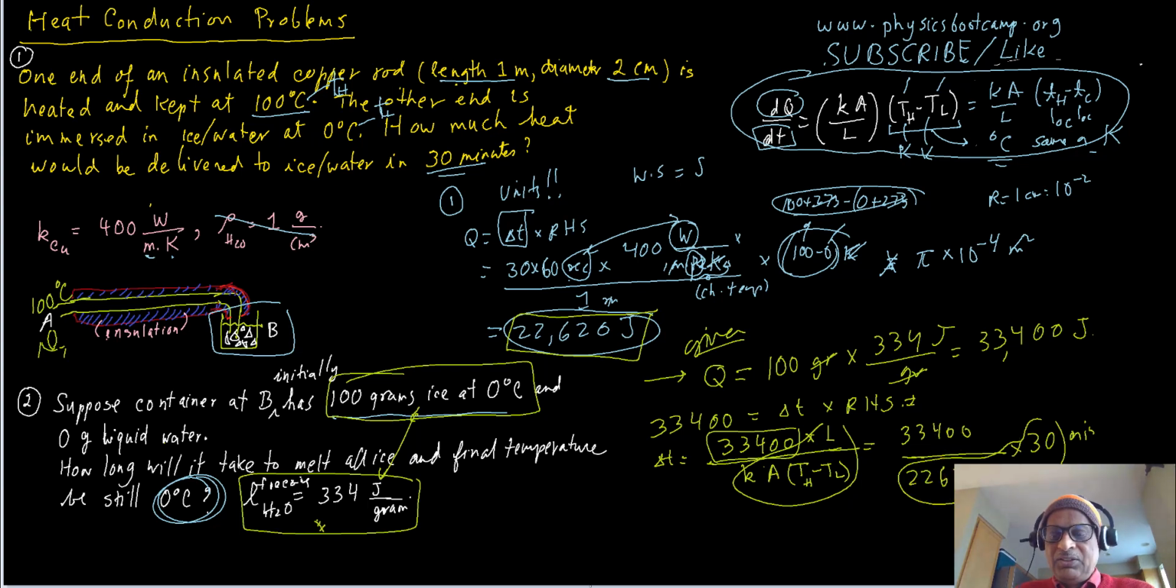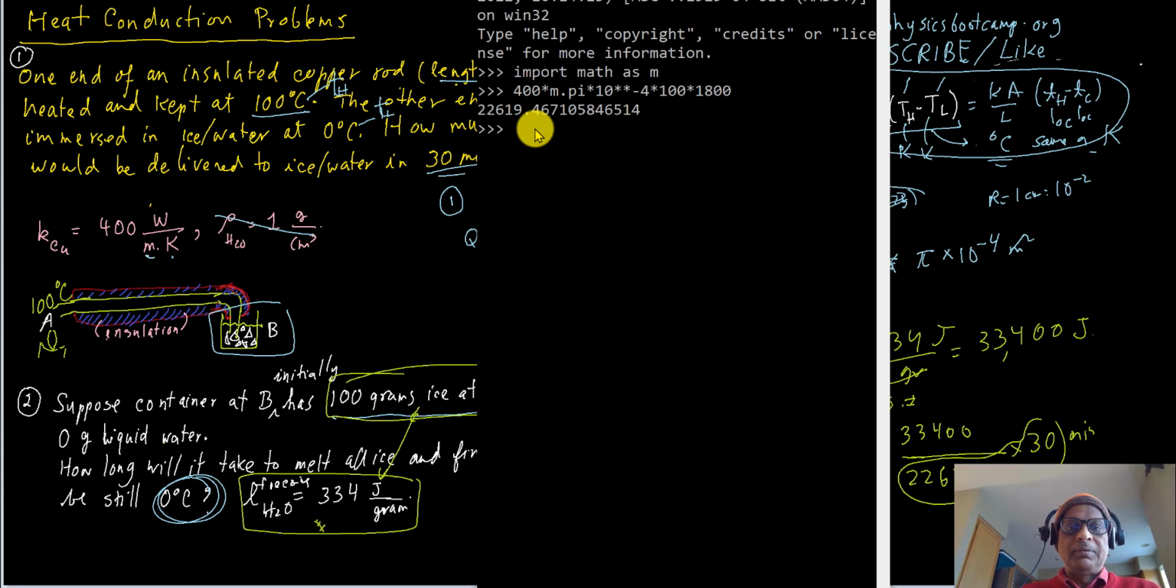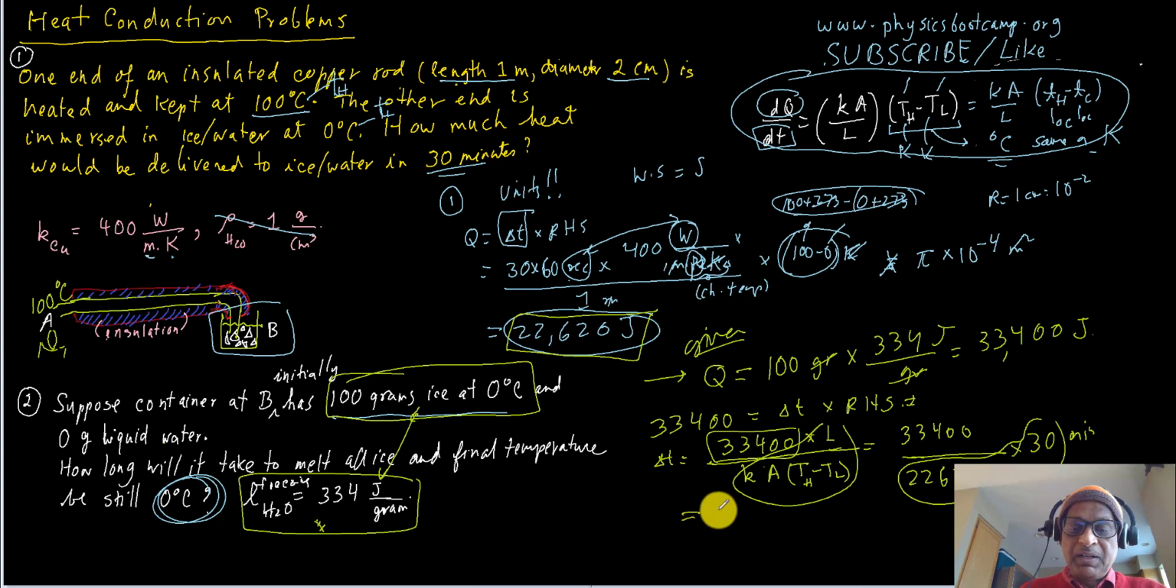So just take a ratio like this, and that should equal, let me get a calculator. 33,400 times 30 minutes divided by 22,620. So it's 44.3 minutes.